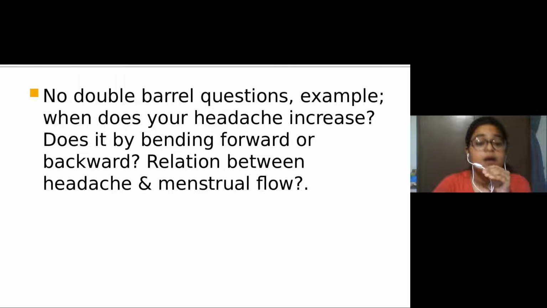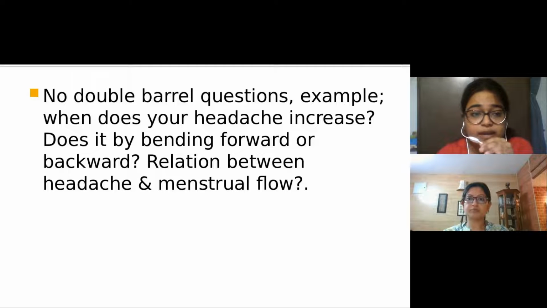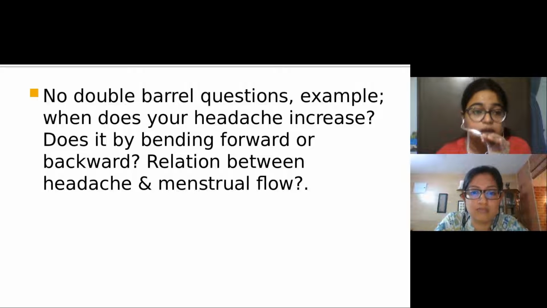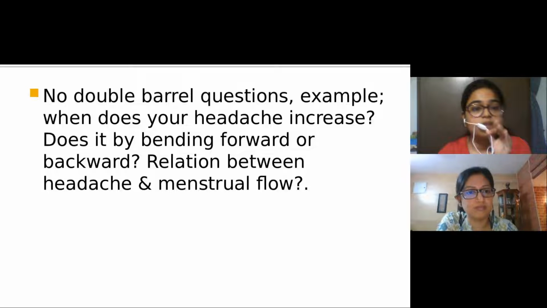Then no double barrel questions. For example, if the patient says I am having a headache, and you ask, when does your headache increase, does it increase by bending forward or backward, what is the relation between headache and menstrual flow? Then he will think, which question should I answer, what should I say? So don't do this. Do not interrupt and don't ask any leading questions. Also don't ask any double barrel questions like this.